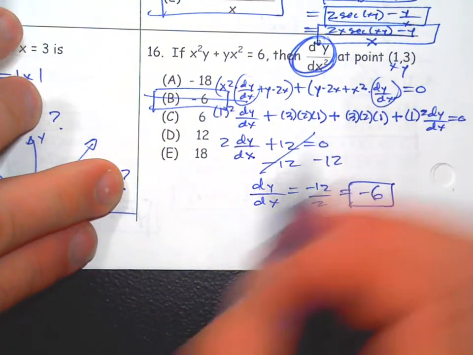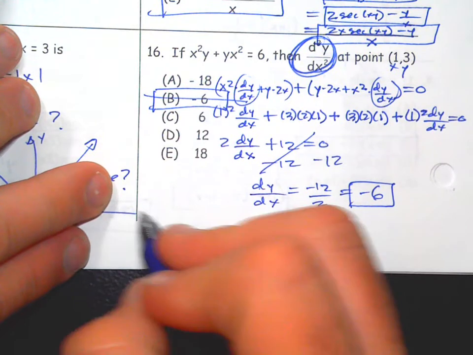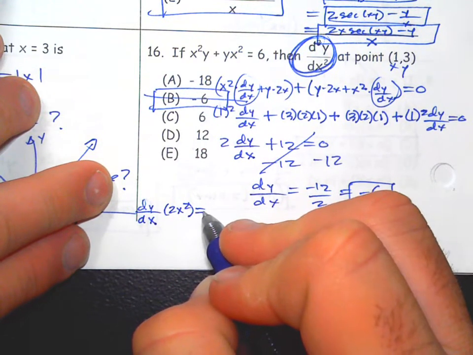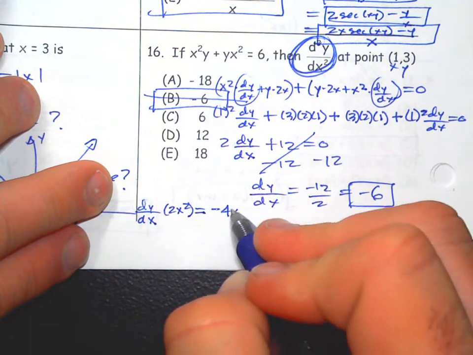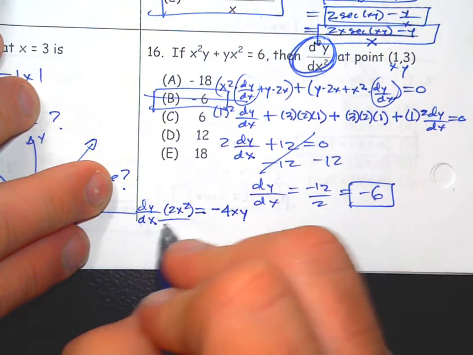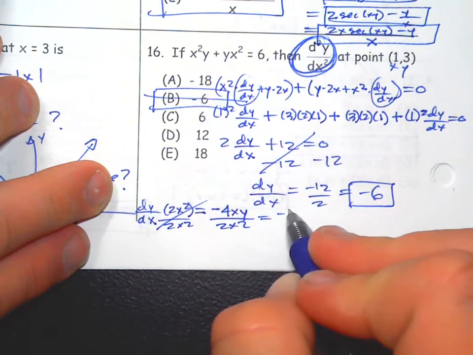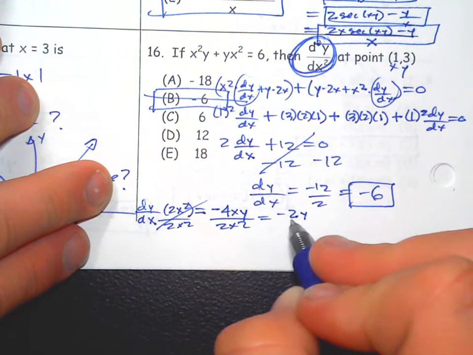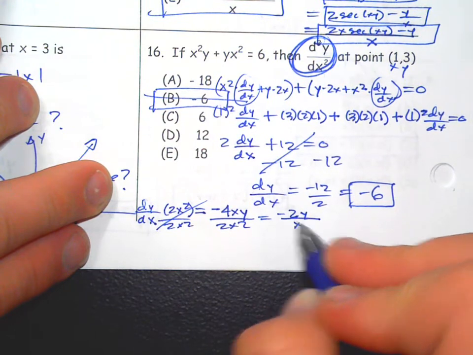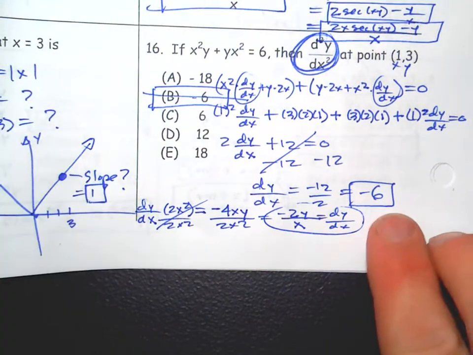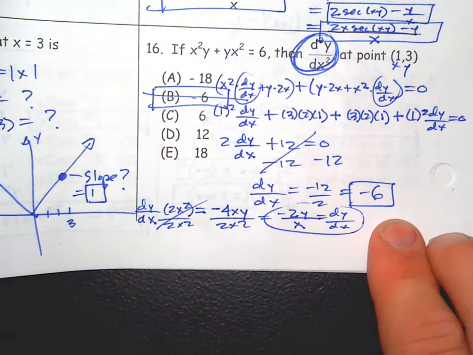Now I think you want to get dy dx by itself in terms of x and y to do that. So we have dy dx, and then we have 2x squared, and then on the other side we have negative 4xy. And so that's going to be negative 2y over x is your dy dx. I'm going to use that answer. I mean, I don't know if it really helps me much.